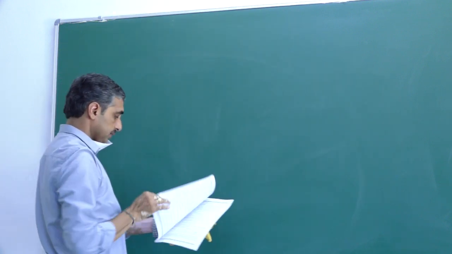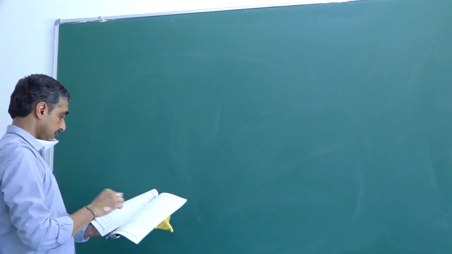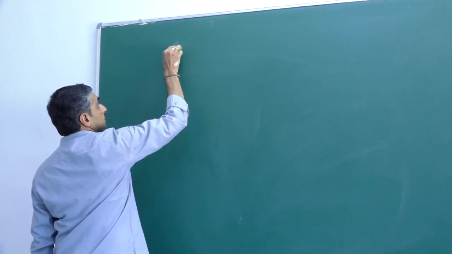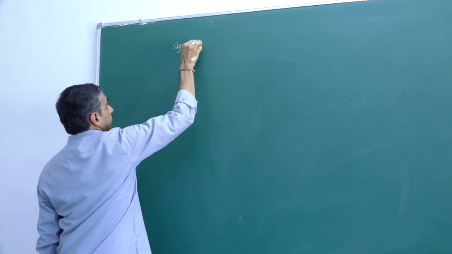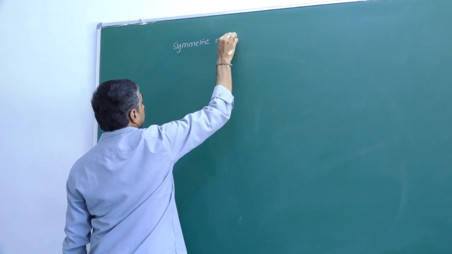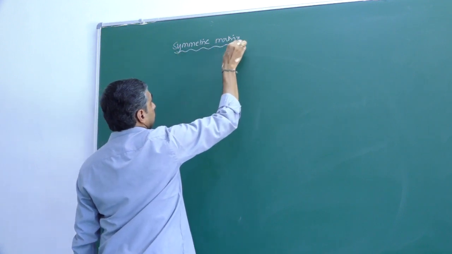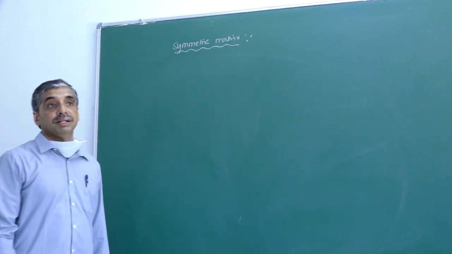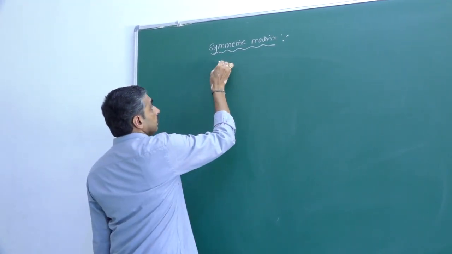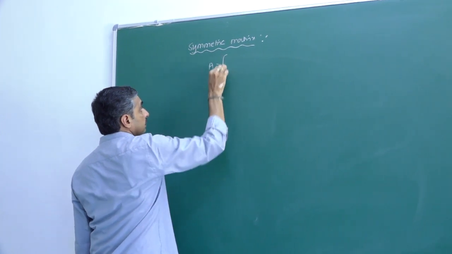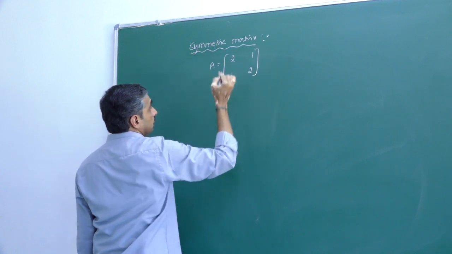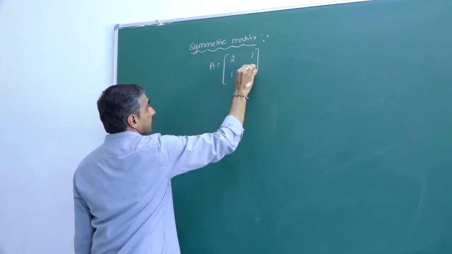The next part is symmetric and skew symmetric matrices. Symmetric matrix. See, what do you mean by a symmetric matrix? We'll take an example here: 2, 1, 1, 2. You can take 3 also, no problem.